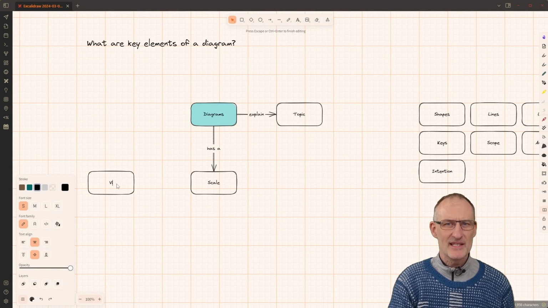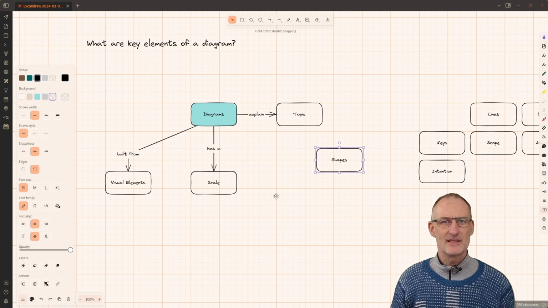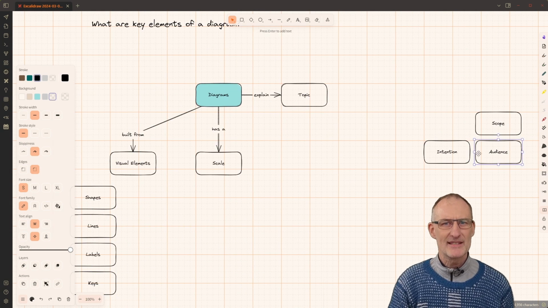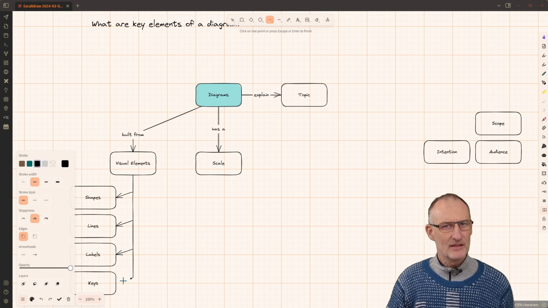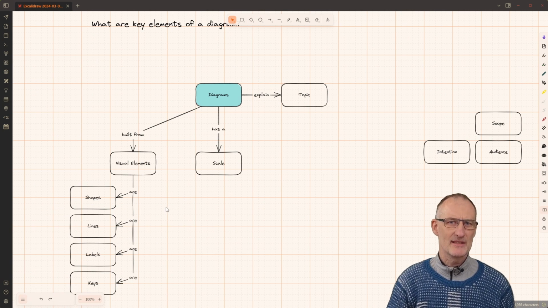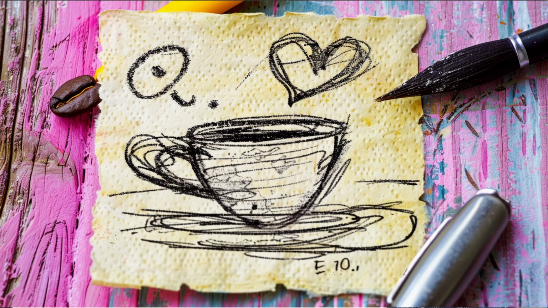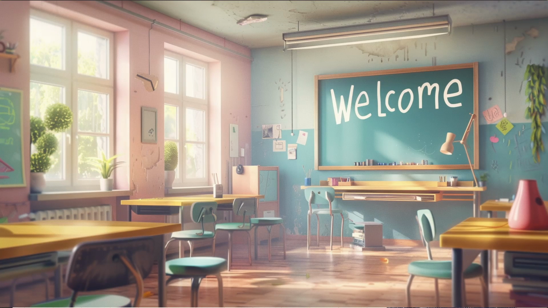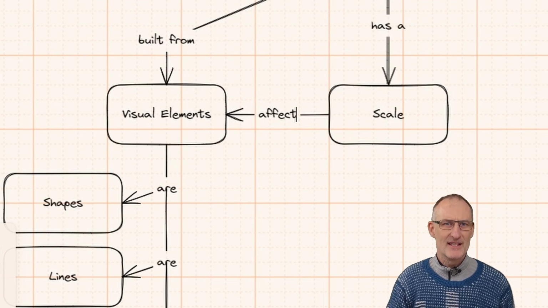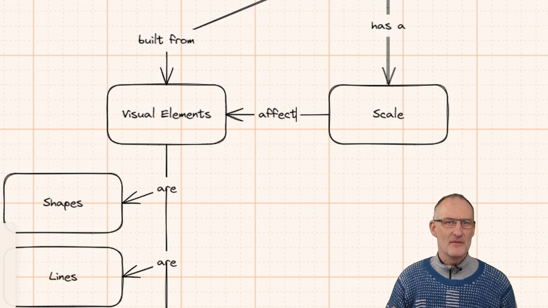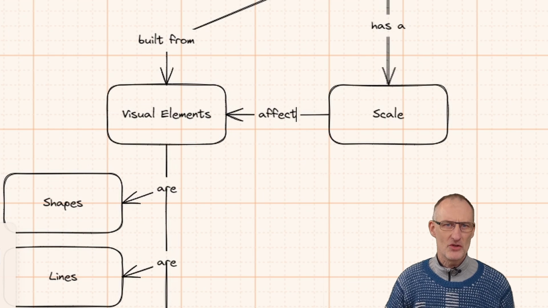A diagram is built from visual elements. These visual elements are shapes, lines, labels, and keys. Scale will affect visual elements. Think of the visual elements you would include on the back of a napkin versus on a big bulletin board or on a presentation slide. Effect is a lateral connection. By adding lateral connections between concepts, you enrich your concept model.